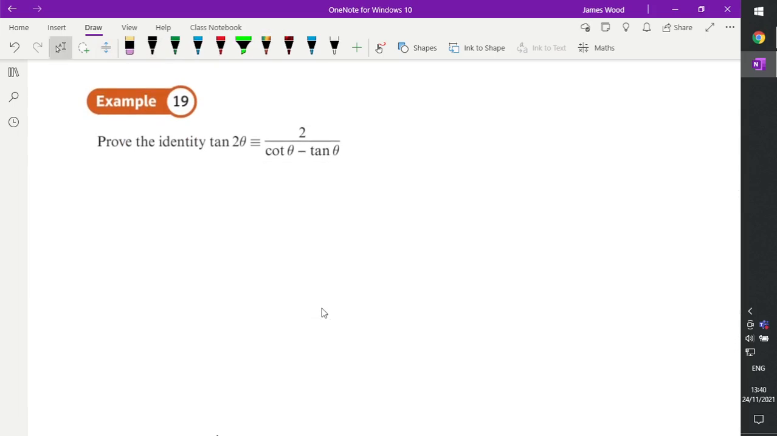So for this next one, again, I'm going to start with the more complicated side and try and simplify it to the simpler side. So this time I'm going to start with the right hand side. So I'm going to start with 2 divided by cot theta minus tan theta. Okay, and I've got to try and reduce that to just tan 2 theta. Let's try and rewrite this in a different way then. So I'm going to change the bottom. Instead of cot, I'm going to write that as cos theta over sine theta, because remember cot is just 1 over tan, minus tan theta, which is obviously sine theta over cos theta.